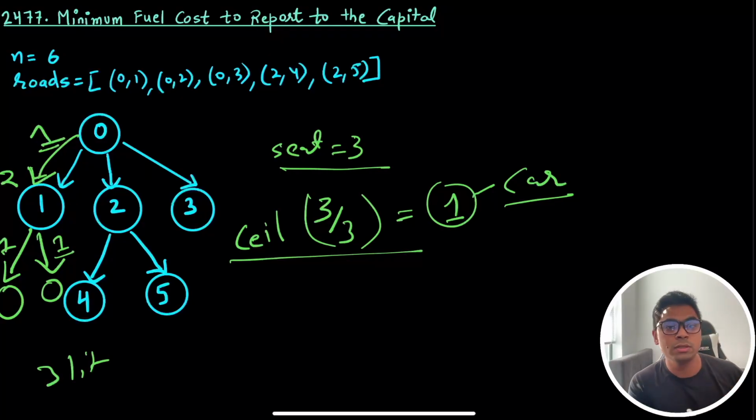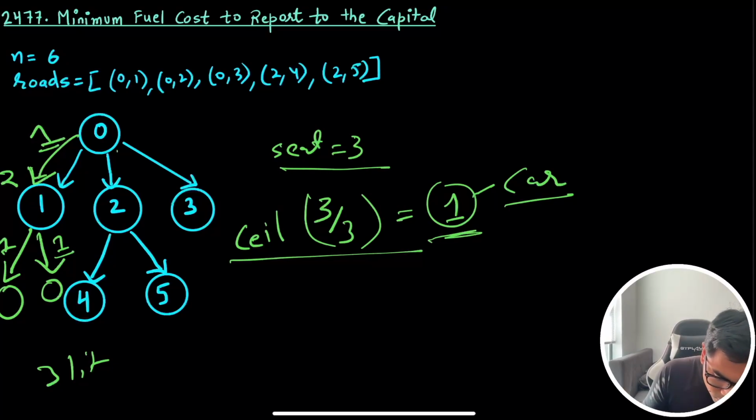But if they were all traveling by themselves, then they would waste 1, 2, and this one 3, 4, 5. So 5 liters of fuel, but this time it's 1 plus 1 plus 1. Now that's what we will be doing with all the other cities.